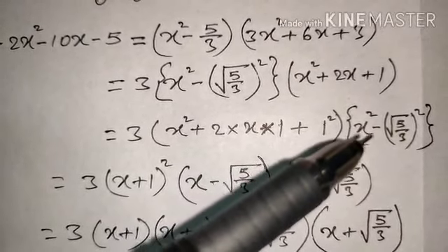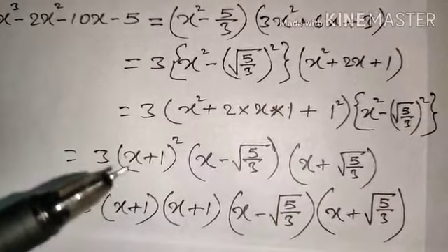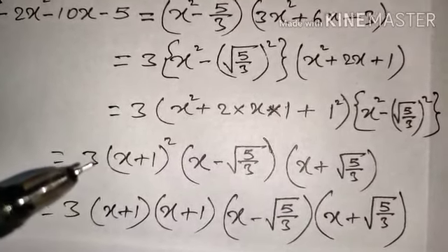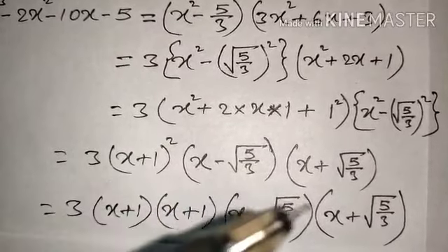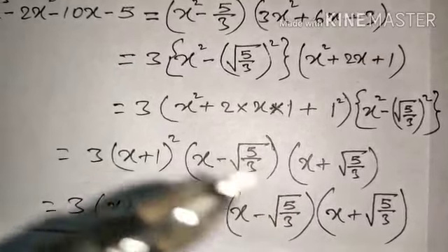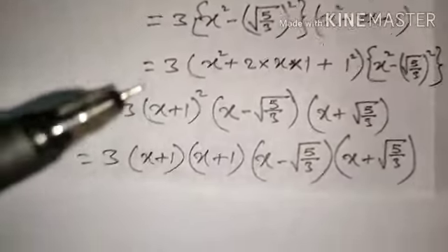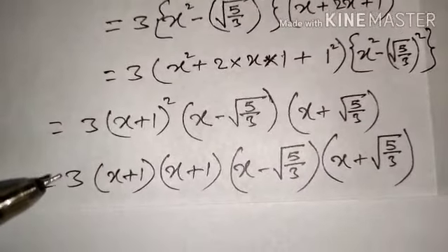multiplied by x square minus root under 5 by 3 whole square, and then 3. This will become x plus 1 whole square, and this will become x minus root under 5 by 3 and x plus root under 5 by 3, using the formula a square minus b square. This is very easy stuff. I don't think you will have any problem.